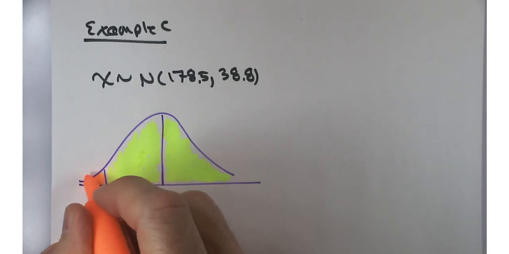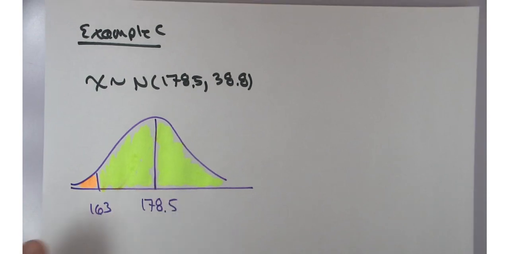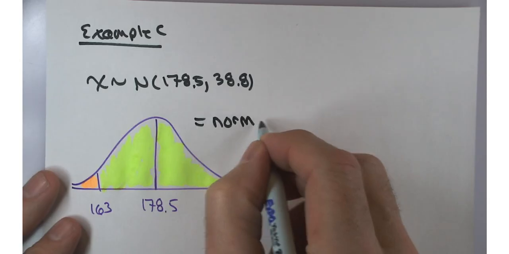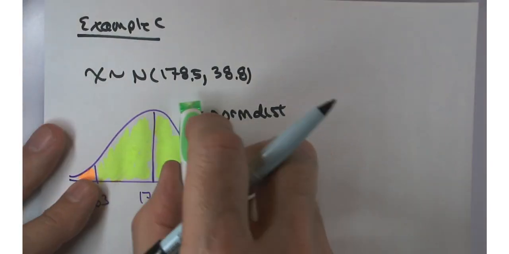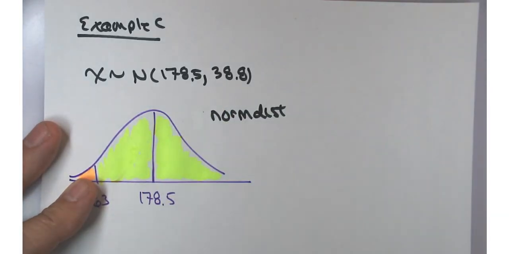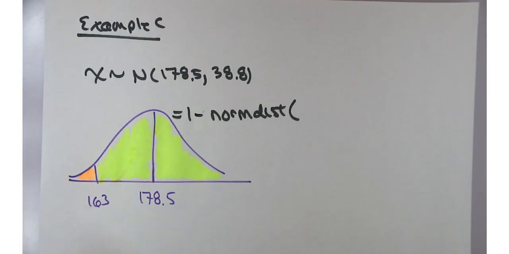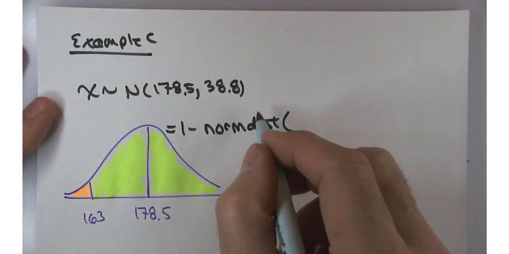So when we do our norm dist command, we're going to get the area in the left tail. To get the area in the right tail, you're going to subtract from 1. So we'll do equals 1 minus norm dist. Someone want to fill that in for me? Percy, what would the command be for this one?